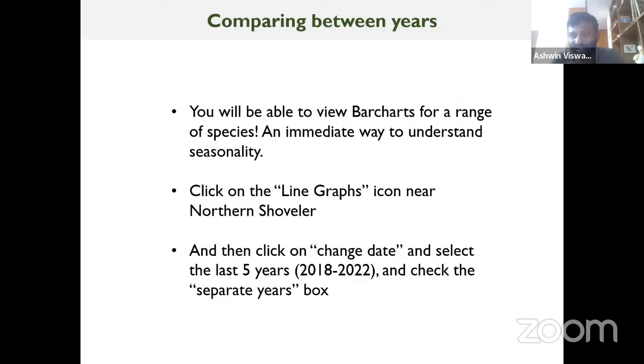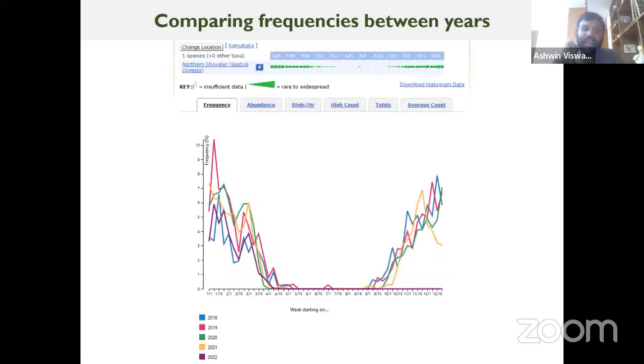There's an option that says change date, and you can select the last 5 years. You can select 2018 to 22, you can select 19 to 23, whichever group of years you prefer. And then check the separate years box. You can select a maximum of 5 years. Fine. Now, when you do that, you're going to get a comparison of what is happening in the different years.